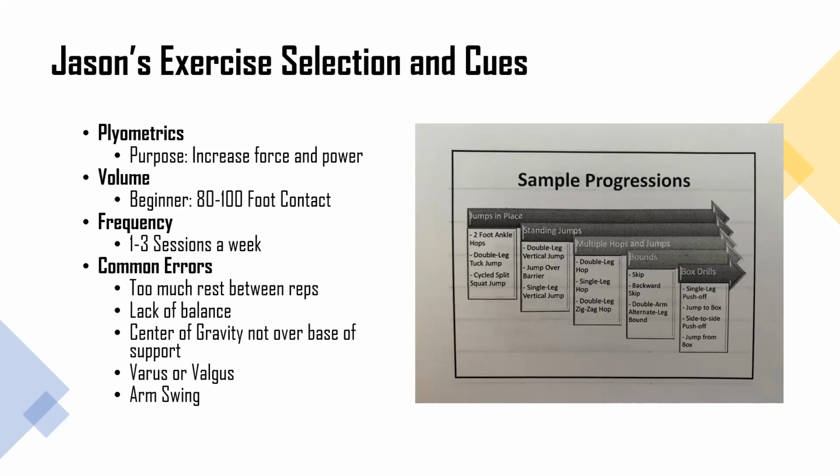Since Jason is just beginning to use plyometrics, we want to make sure to progress his plyometrics throughout his training, and an example of this can be found in the image to the right. So you can start with jumps in place, which are 2-foot ankle hops, double leg tuck jumps, and cycle split squats. Then you can progress to standing jumps: double leg vertical jumps, jump over barriers, and single leg vertical jumps. Then progress to multiple hops and jumps: double leg hops, single leg hops, double leg zigzag hops, then possibly to bounds. So skips, backward skips, double arm alternating leg bound, and then the last progression could be box drills: single leg push-offs, jump to the box, side to side push-offs, and jump from box.